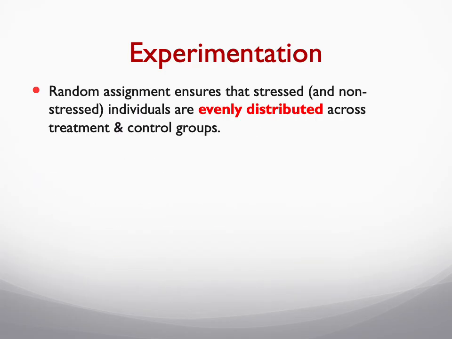So as people come into my study, rather than letting them choose which condition they're going to be in, I'm going to let random assignment do it for me. And what is that going to do? It's going to ensure that individuals, both stressed and non-stressed, are evenly distributed across my treatment and control conditions. In practice, this would mean that my first participant comes in, maybe a very unstressed individual. They just woke up and they're feeling great. And I flip a coin, heads or tails. Heads, they're going to the experimental group. Tails, they're going to the control group. And they get heads, so they're going to my experimental group.